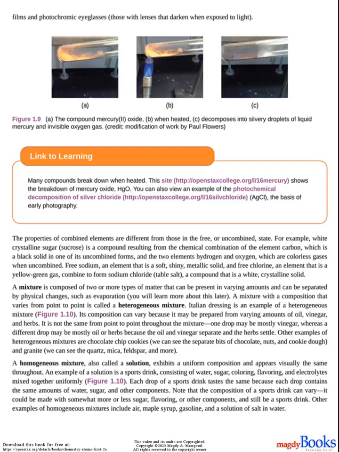Figure 1.9. A. The compound mercury oxide. B. When heated. C. Decomposes into silvery droplets of liquid mercury and invisible oxygen gas. Credit: Modification of work by Paul Flowers.